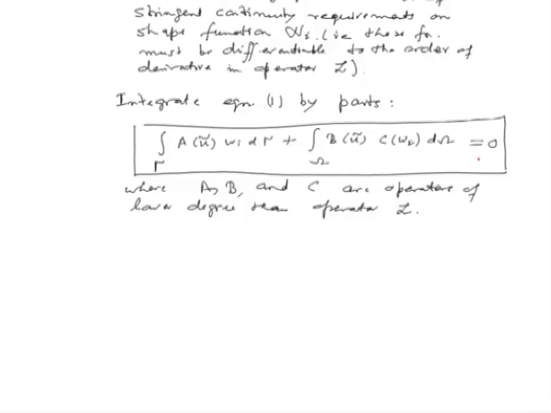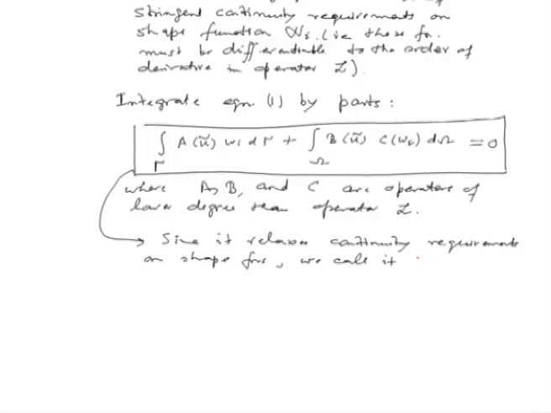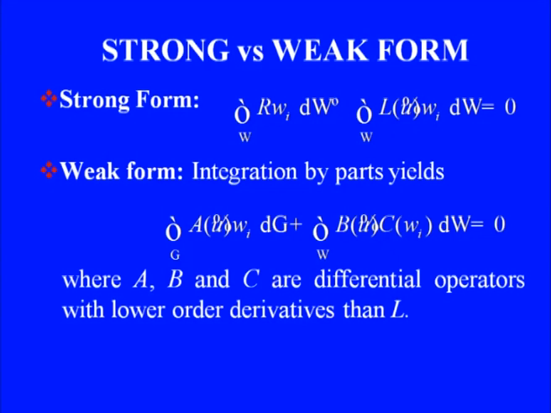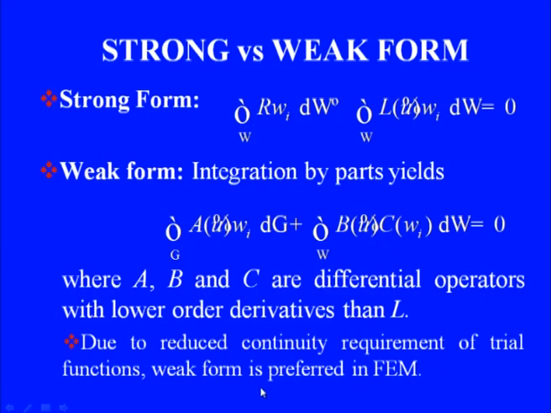So, since this integration by parts relaxes continuity requirements on shape functions, we call it the weak form. And it is this weak form that we use in our finite element formulation. Okay, so, that is what is there with the strong versus weak form, that we will always integrate our strong form by parts, and thereby we would reduce the differentiability requirements on our shape functions. So, due to reduced continuity requirement of trial functions, weak form is preferred in finite element method.